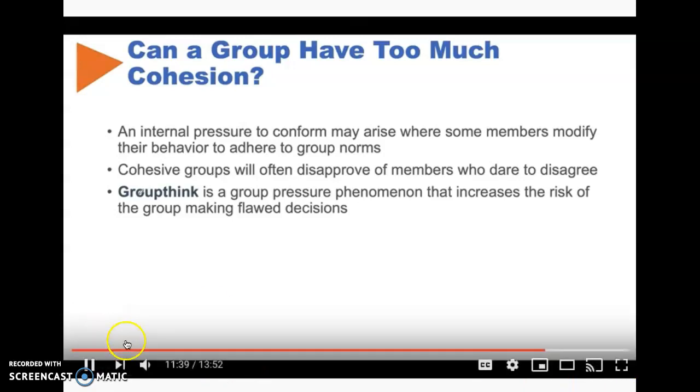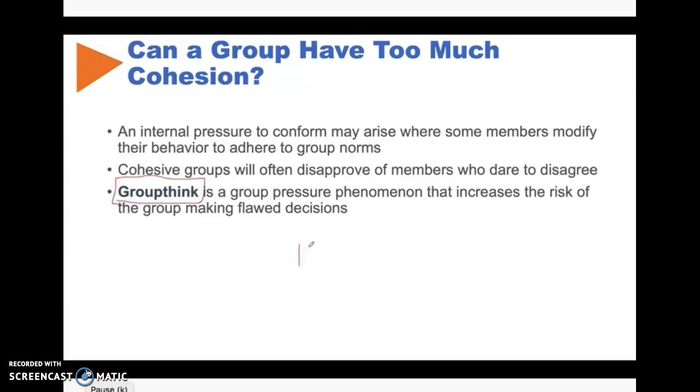Because now I like you and I don't want to hurt your feelings and I don't want to hurt the identity of the group. So I'm not going to say anything. So that means that people get away with not making the best decisions. And we call this groupthink. It increases the risk of us making bad decisions. We're allowing reductions in what's called mental efficiency, reality testing, and moral judgment.